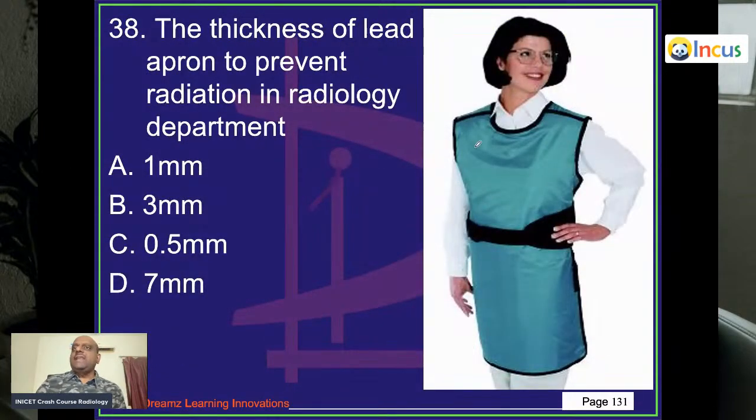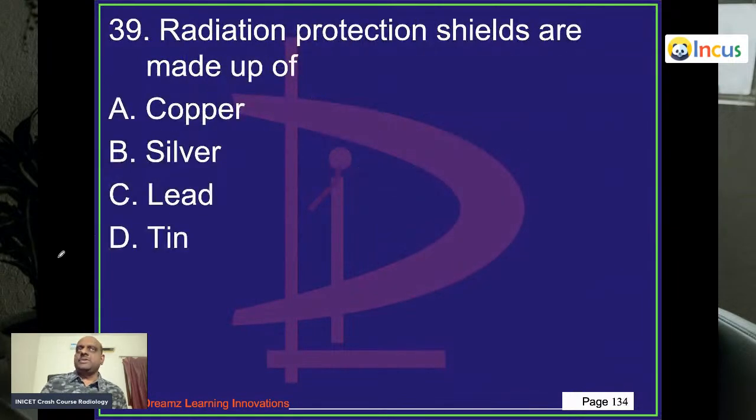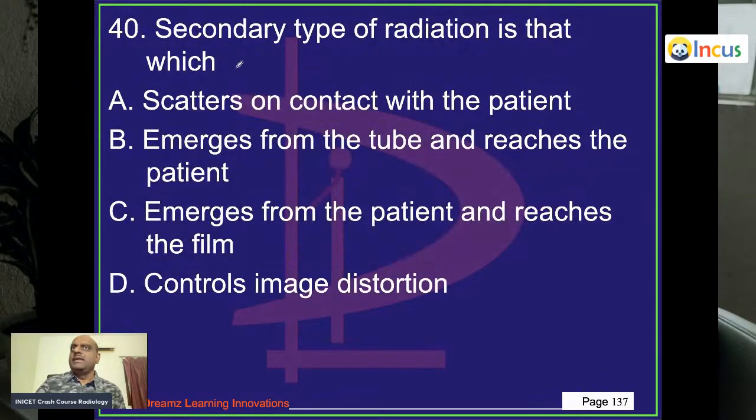The thickness of the lead apron to prevent the radiation in radiology department is how much? 0.5 mm. Lead aprons, radiation protection shields, what are they made up of? Lead is what we need to remember.